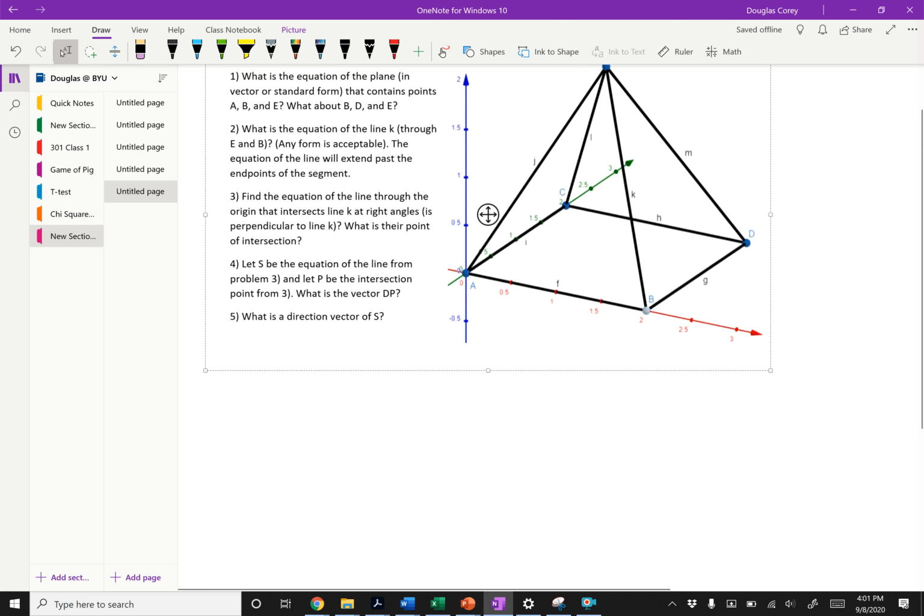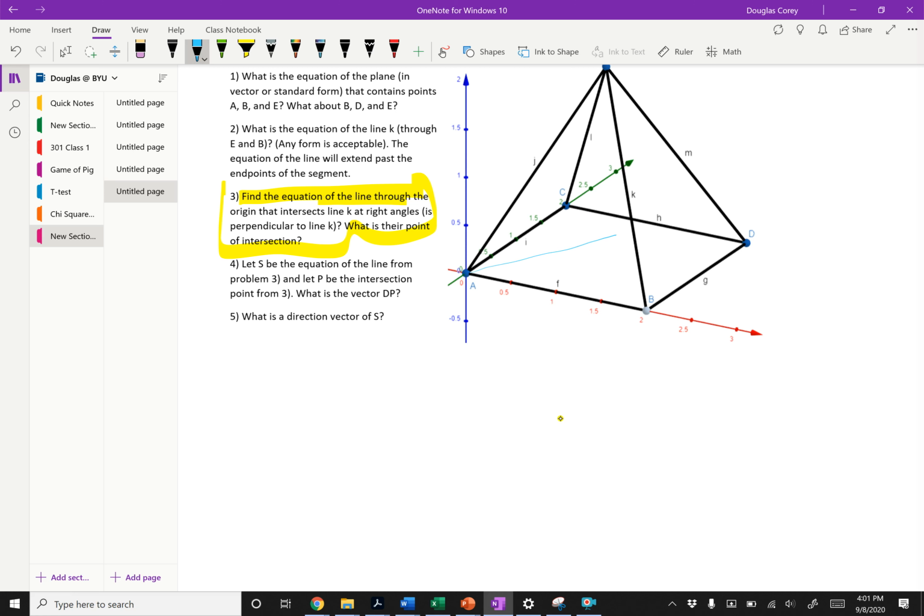So we're going to find the equation of the line through the origin that intersects line K at right angles. So this is where I'm at right here. So that intersects line K at right angles and is perpendicular to line K. So we're going to go through the origin, we're going to come over here somewhere. So this intersection here is perpendicular.